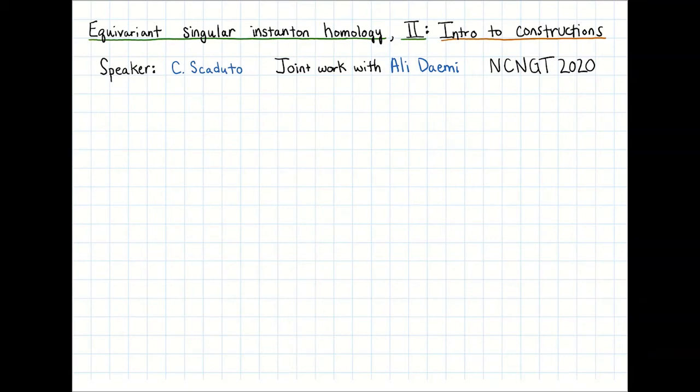This is Scaduto speaking. Let me start by thanking the organizers for inviting me to present this work. Everything here is joint work with Ali Daemi, and this is part 2 of a 4-part series on equivariant singular instanton homology. The goal of this talk is to tell you about some of the motivating ideas behind the constructions, and also to describe the types of algebraic invariants that come out of the theory. So let's get started.